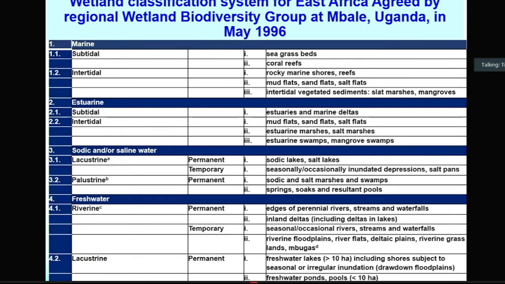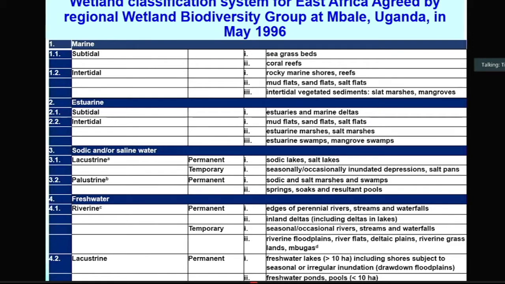So here, as in the Ramsar Convention, back in 1996 there was a wetland classification made in East Africa, agreed also in the regional wetland biodiversity meeting, which was held in Uganda. The classification is basically similar to the Ramsar Convention classification. It's also classified under 5, but then there is another category which is integrated here.